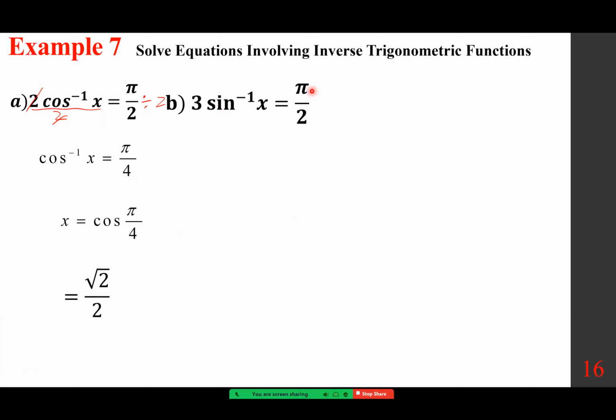Three sine inverse x is pi over 2. Let's divide by 3. So sine inverse of x is pi over 6. Therefore, sine of pi over 6 is x, a common arc. Sine of pi over 6 is 1/2, and it's done.